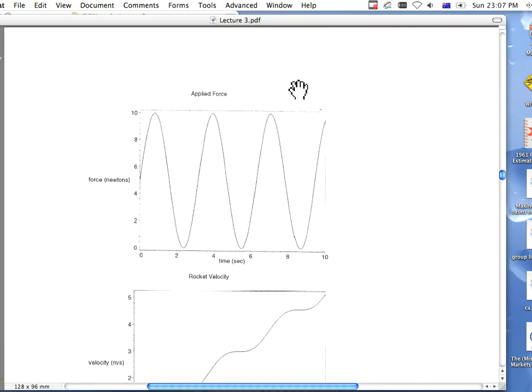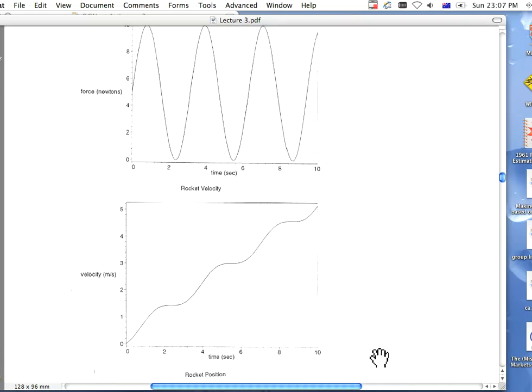There we go. So here's the applied force. The force is a function of time. See, it goes up to 10 and down to 0, as I said. This is F naught equal to 10, right? And it goes up and down. It goes through one cycle in about pi seconds, something like that.